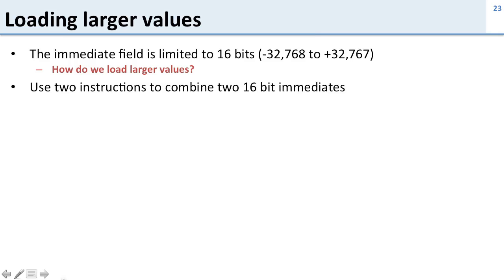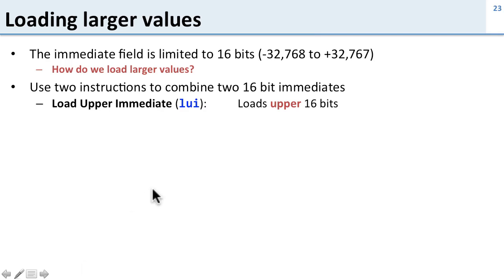And the answer in MIPS is we use two instructions, and each one of them has 16 bits of immediate, and we use two instructions to combine the two 16-bit halves to make one 32-bit constant. So the first instruction is load upper immediate, LUI, and this loads the upper 16 bits, so the top half of the 32-bit word. Then we use OR immediate, which loads the lower 16 bits. So let's take a look at this.